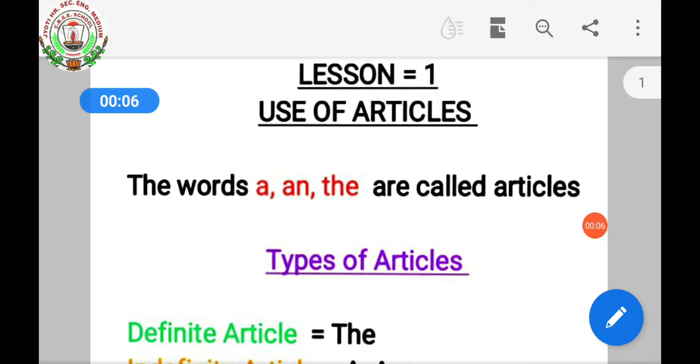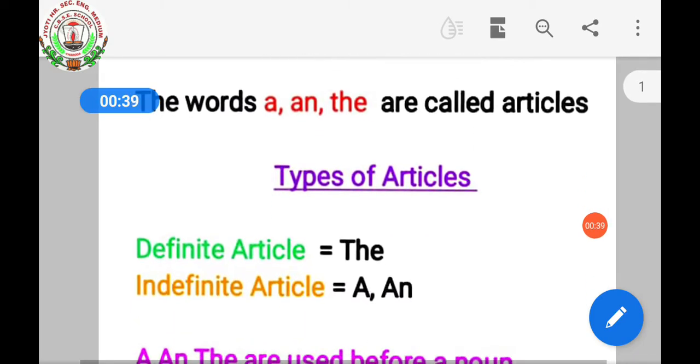As you already know, we have completed up to lesson number 8 of your English reader book. So today I am starting your grammar portion and taking lesson number 1 of your grammar book, use of articles. So what are articles? The words a and the are called articles.